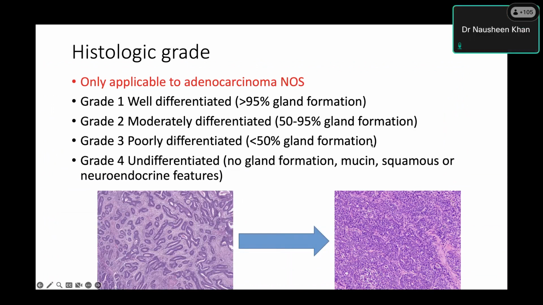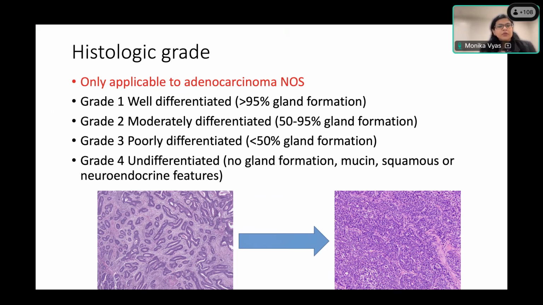Okay. So moving on to the histologic grade. For adenocarcinomas, we also try to grade the adenocarcinoma into well-differentiated, moderately differentiated, or poorly differentiated morphology, and that depends on the amount of gland formation you're seeing. Well-differentiated adenocarcinomas have more than 95% gland formation, moderately between 50 to 95, and poorly differentiated less than 50%.